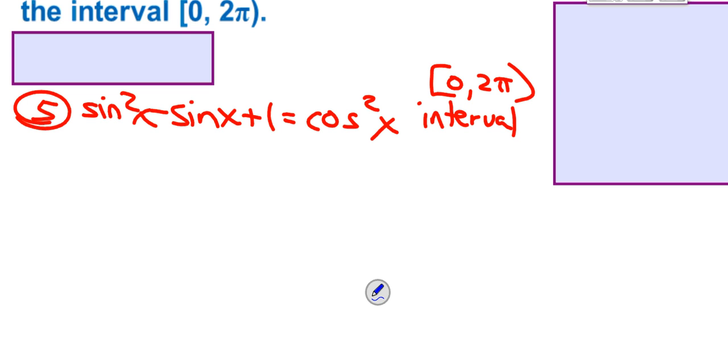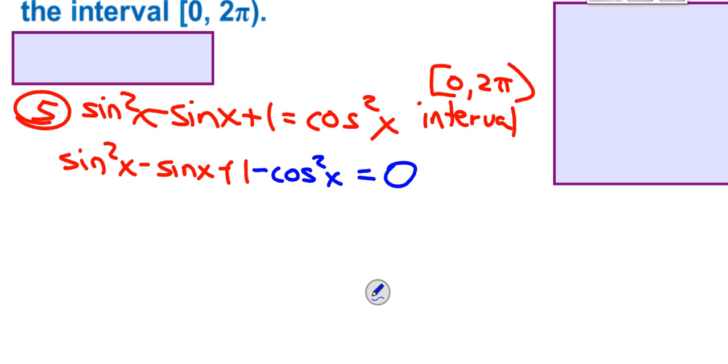Okay, so that's what I'm going to do. I'm just going to go sine squared, I'll start it in red still, sine squared x minus sine x plus 1 minus cosine squared x equals 0. So I just moved that over. Now, hopefully you agree that's not going to factor great, and it's not sine squared plus cosine squared, right? So that's not ideal either.